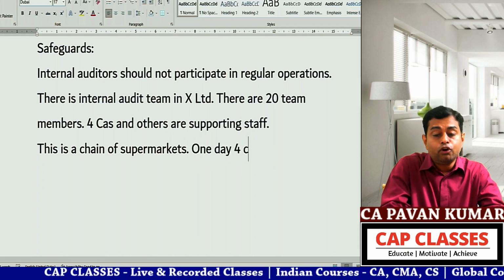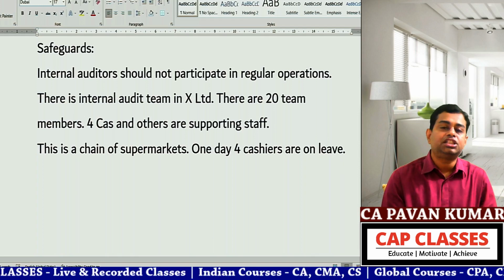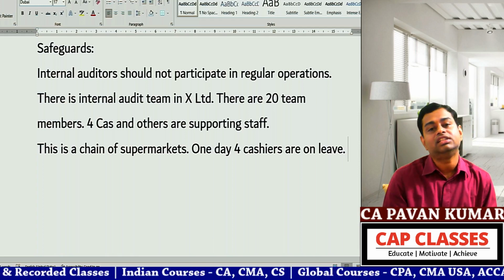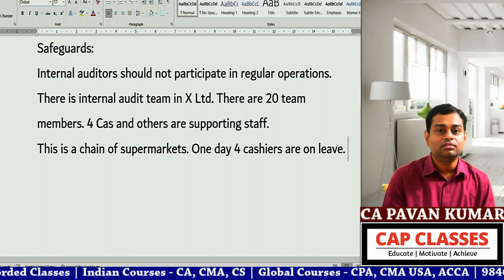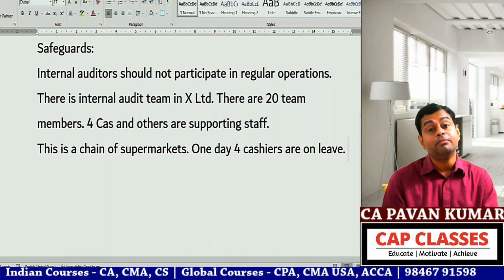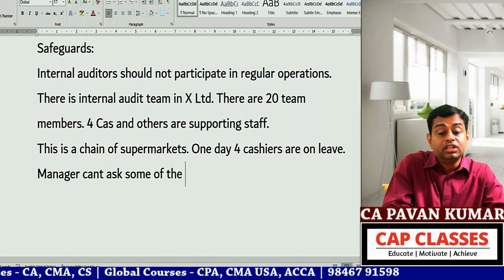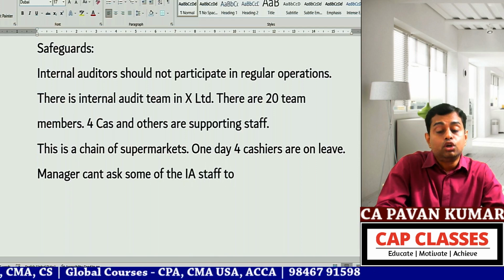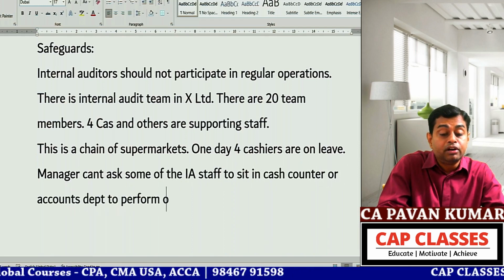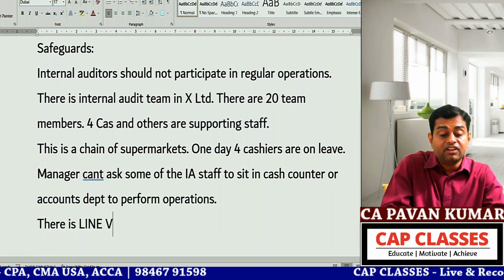One day, 4 cashiers are on leave. A new movie released, so all these 4 cashiers got stomach aches. But the internal audit and external audit staff members are more dedicated. They cannot say, sir, new movie came, stomach ache, sir. So these people came to duty. Now, the manager can't ask some of the internal audit staff to sit in the cash counter or accounts department to perform operations, because there is line versus staff.